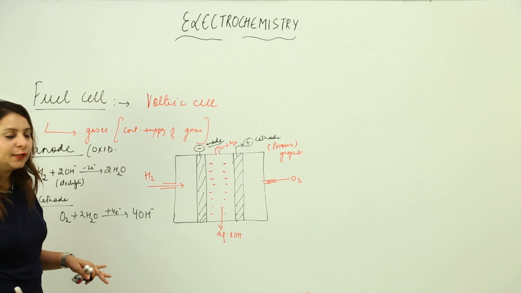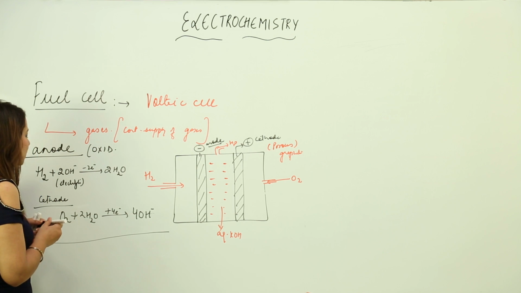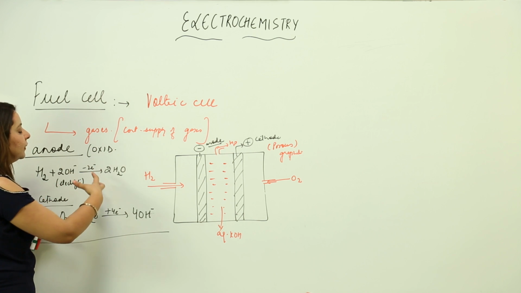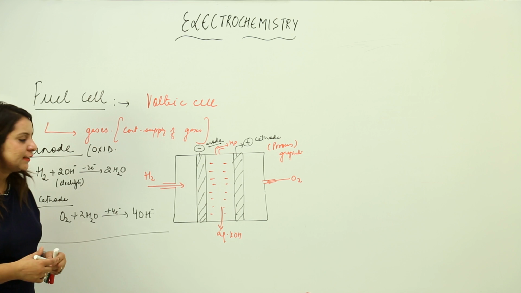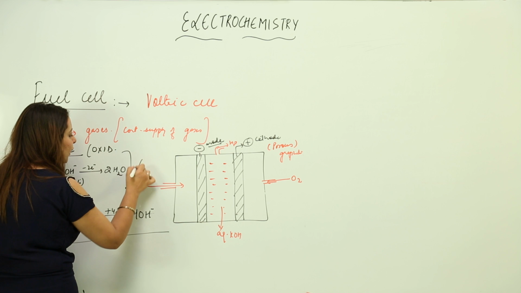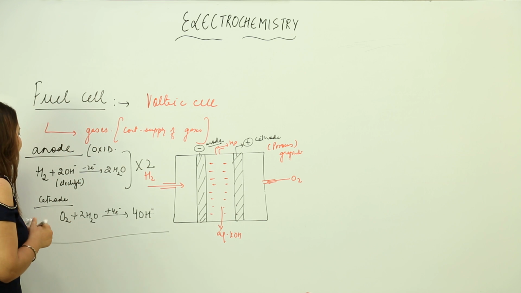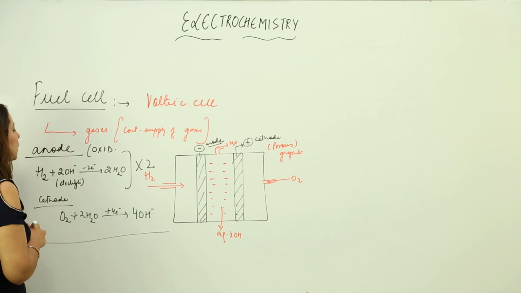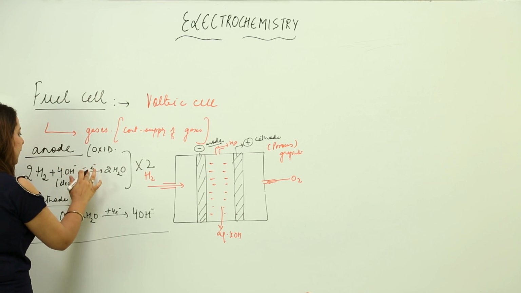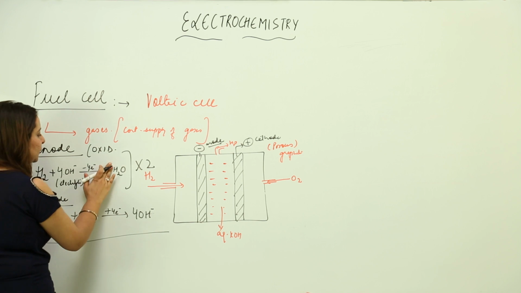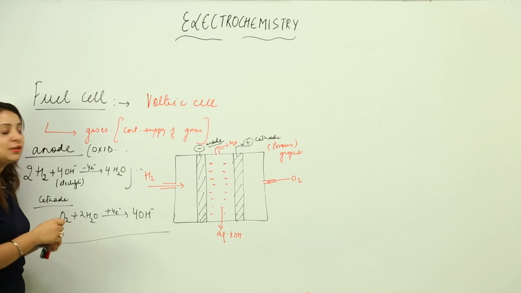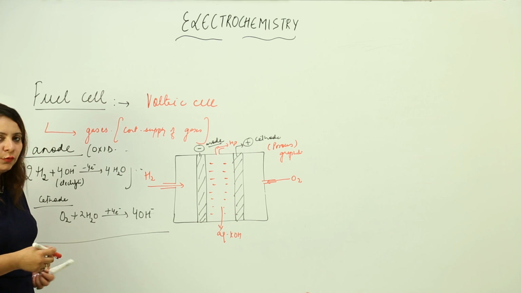So as a result, let's see the overall reaction. Let's add these two reactions. When we are adding them, we have to make the number of electrons the same. As we see, 2 electrons are lost and 4 electrons are gained, so we will multiply the whole anode equation by 2. So it becomes 2H2, it becomes 4OH negative, this becomes 4 electrons, and this becomes 4H2O. Now we'll write and add them and get the overall reaction.